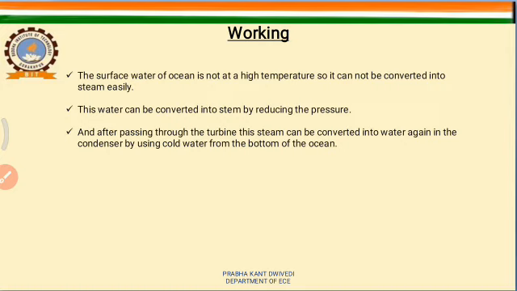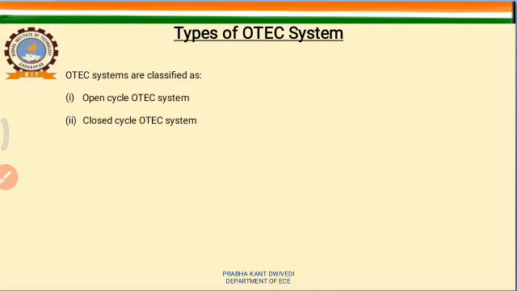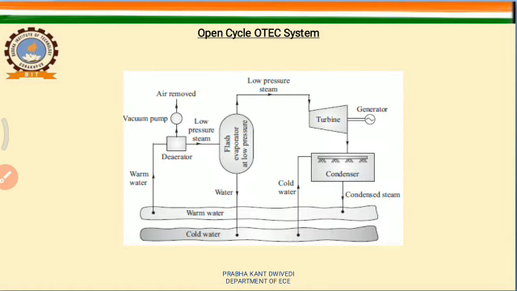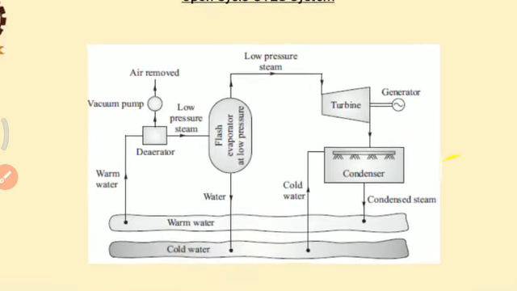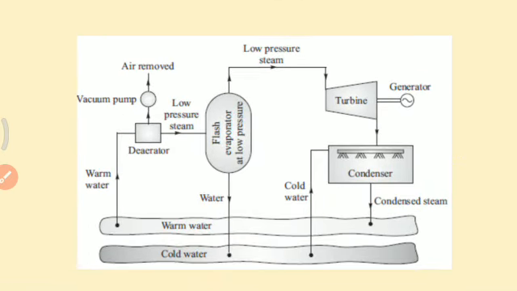Now we will go to the types of OTEC system. There are two types: open cycle OTEC system and closed cycle OTEC system. First we will go through the open cycle OTEC system. In the diagram we can see at the bottom there are two layers of the water. The upper layer is warm water and the water at the bottom is cold water.